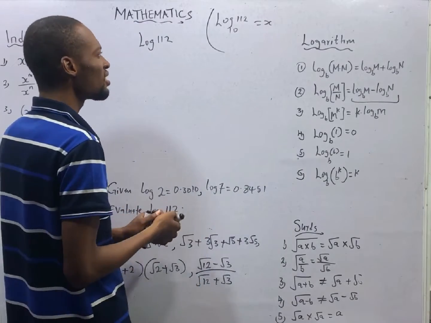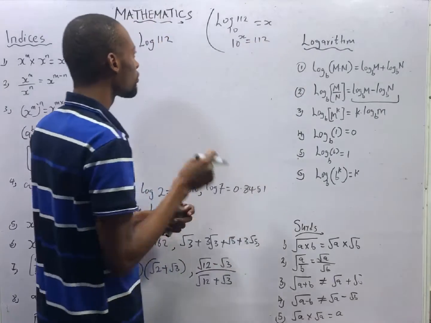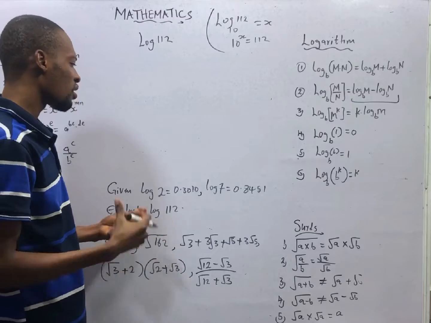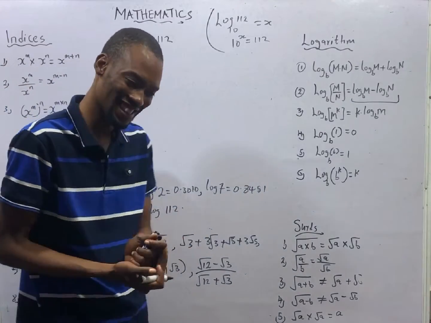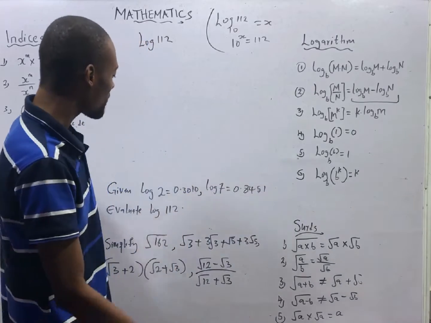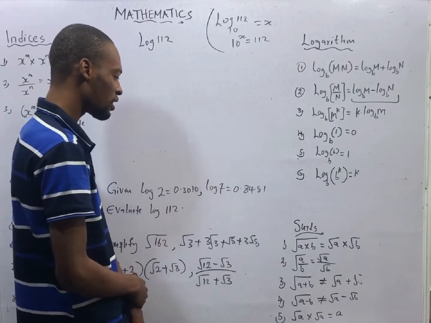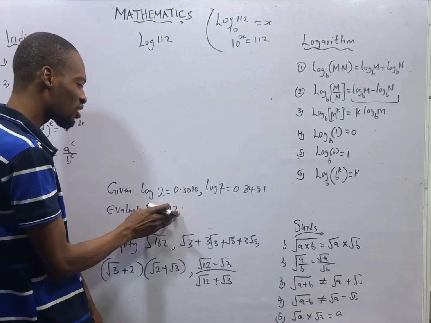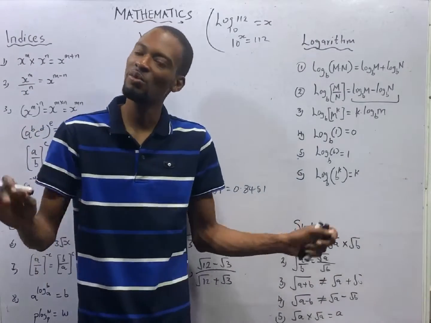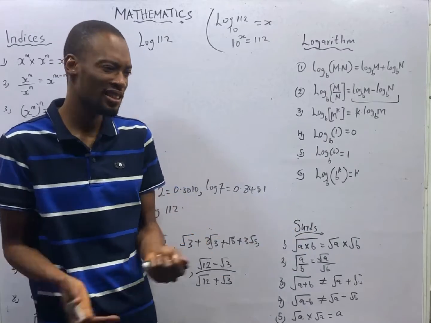On a normal day, this is the same thing as 10 raised to the power of s is equal to 112. But look at the skill they are trying to get from you. Without table or calculator, if they give you log 112 and they already told you what log 2 is and log 7 is, it means get 2 and 7 from 112. That is the logic. Get 2 and 7 from 112. If you're able to do that, then you are smart.